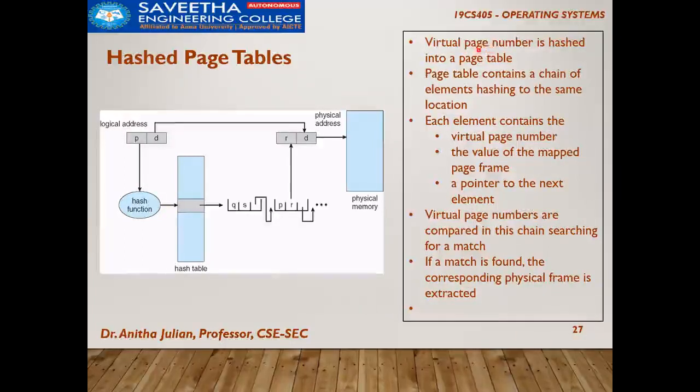So the virtual page number is hashed into a page table, and it will contain a chain of elements, and we will be able to locate whichever fits our table and frame.